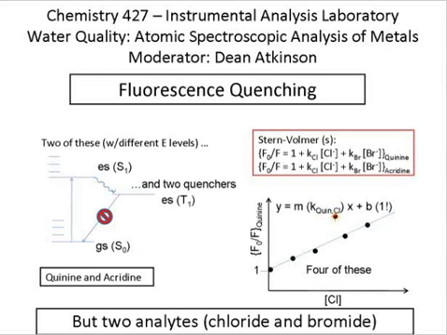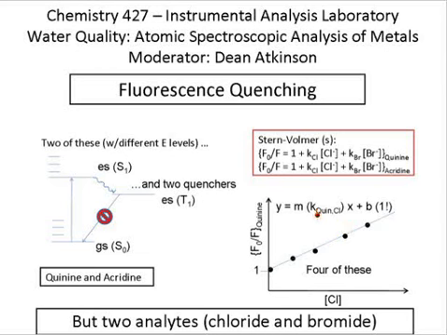So, for example, if this was quinine, the fluorescence of quinine that was being measured and the concentration of chloride was being varied, note that we don't have any bromide in this system. This is a system that only has chloride in it. Then the slope of this line would be equal to the K for the quinine and the chloride.